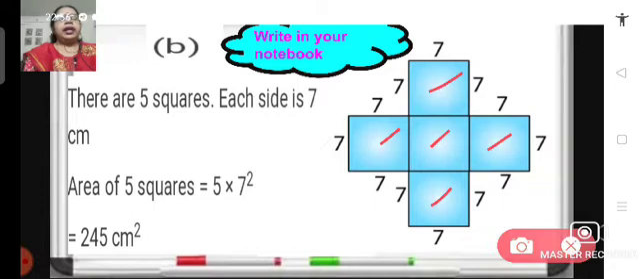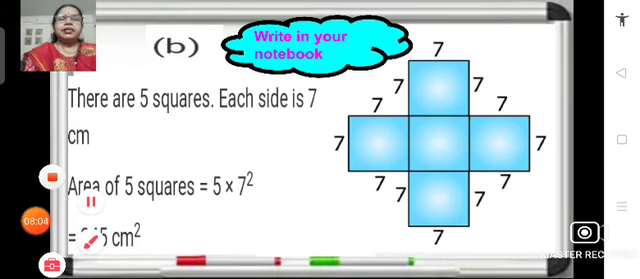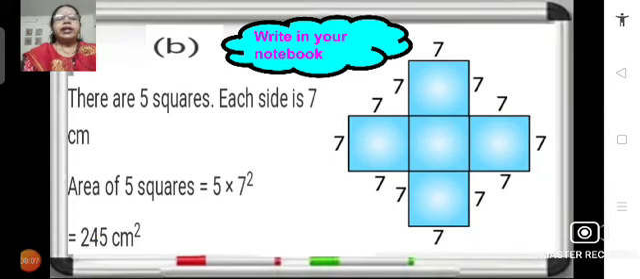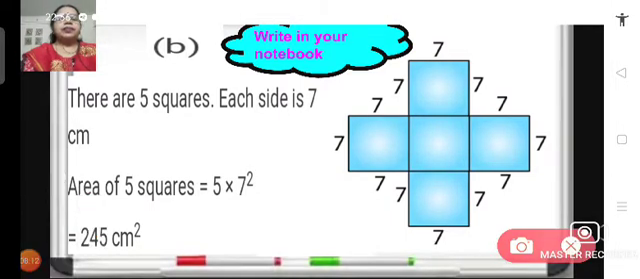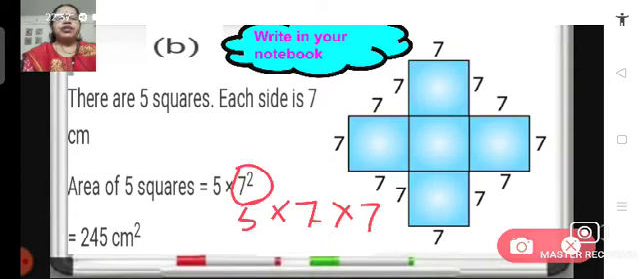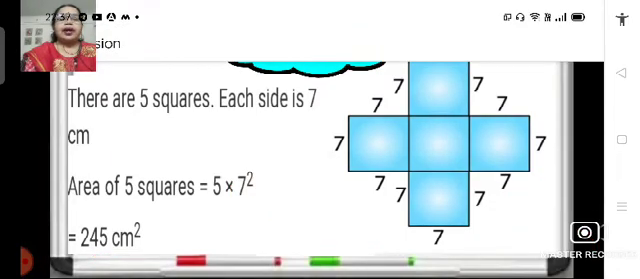So, the area of each square will be side multiplied by side, that means 7 multiplied by 7. There are 5 squares, so it will be 5 multiplied by 7 into 7, where 7 into 7 is 7 square. So, what will be the answer? When we multiply 5 into 7, we get 245 centimeter square as the area of this figure. This is one way in which you can answer the question.